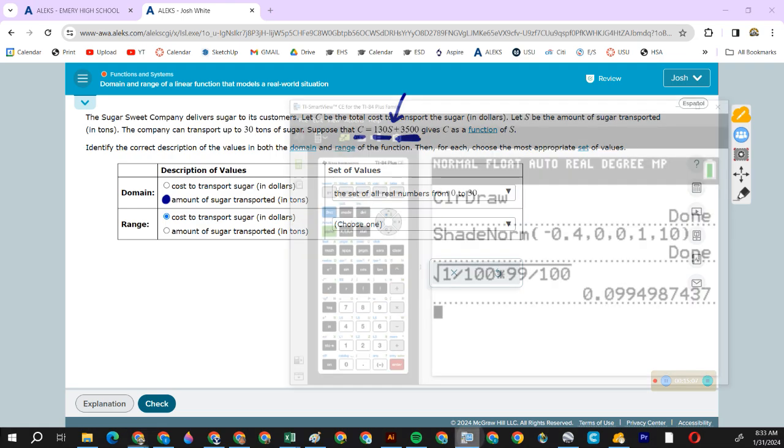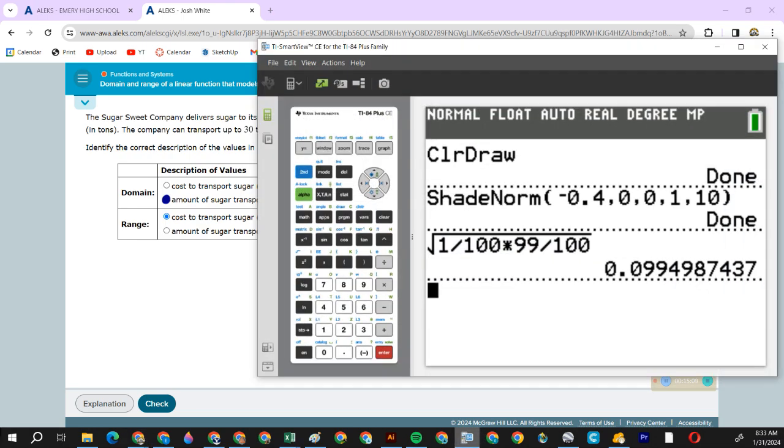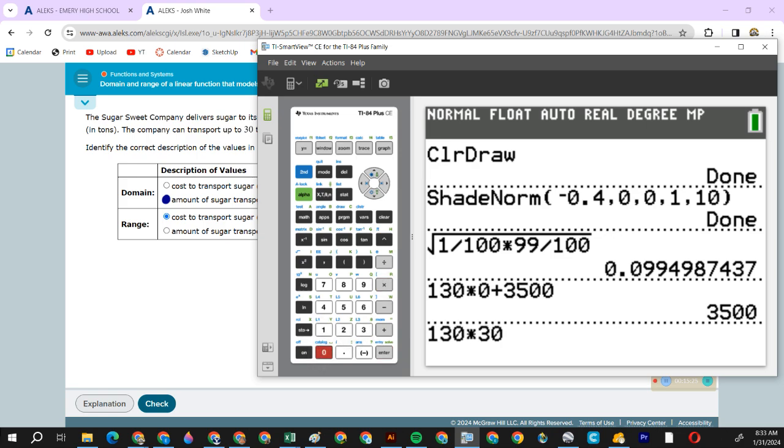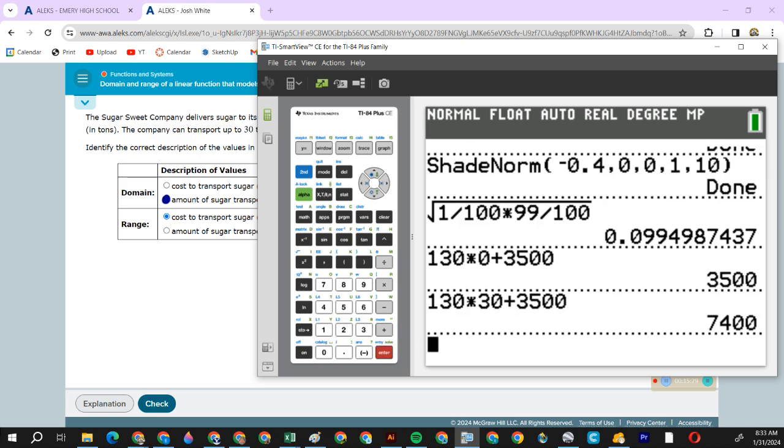130. So let's say I deliver 0 tons. 130 times 0 plus 3,500. So just to have the truck show up is $3,500. Well, the maximum amount that I can deliver is 30 tons. So a full delivery would be $7,400.